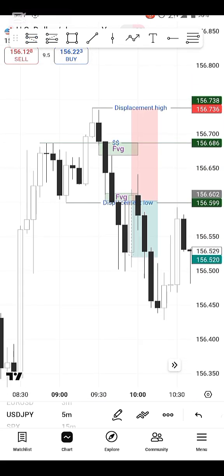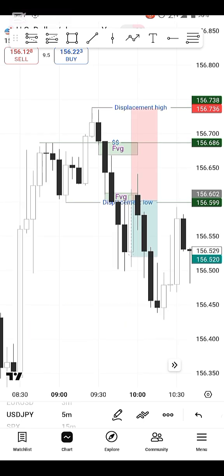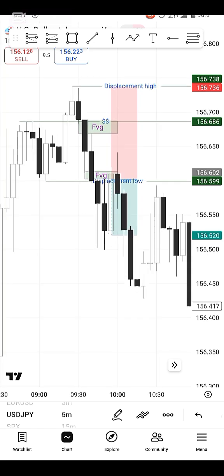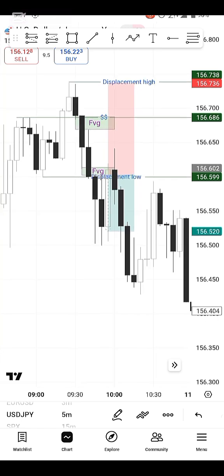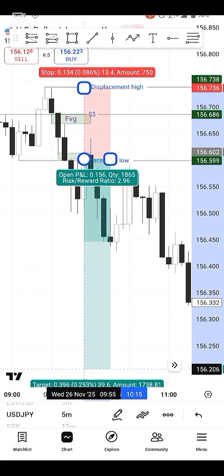What's the meaning of stop loss? The meaning of stop loss is a place that invalidates your trading strategy. It's not a place that you are willing to lose money. This is a place that invalidates your strategy and invalidates your setup. If the market hits that particular place, that means the setup here has failed. So drag that down to 1:3.